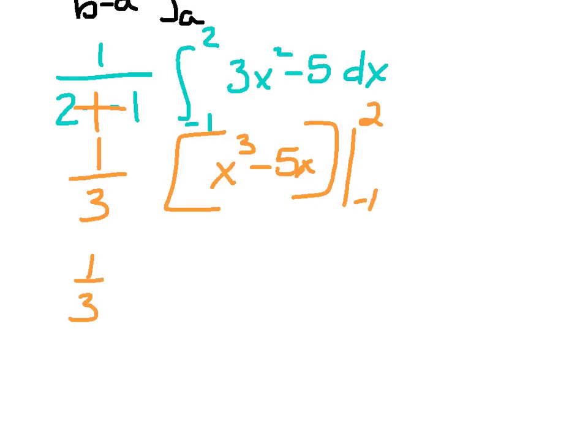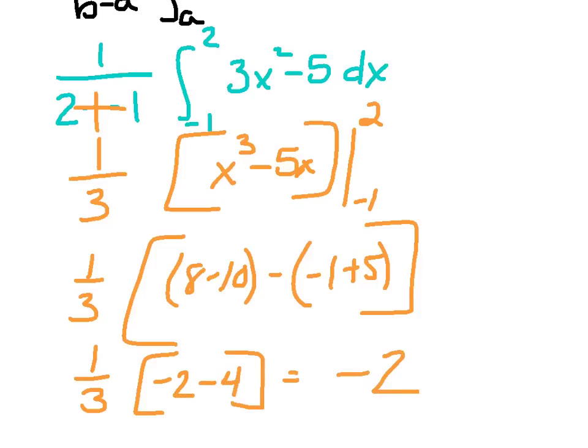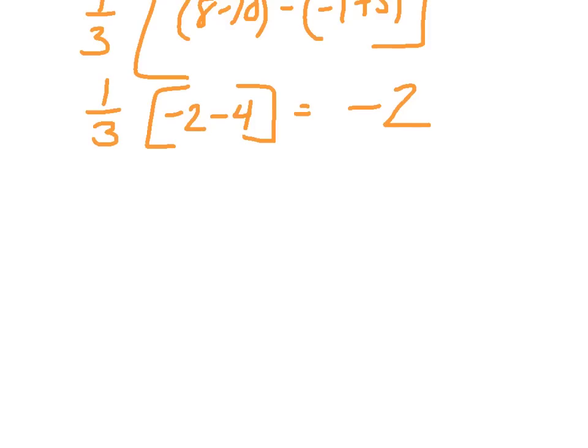Got my 1/3. 8 minus 10, I believe, and -1 plus 5. I've got my 1/3, -2 minus 4. Looks like I get an answer of -2. All right, now let's see what this means graphically.